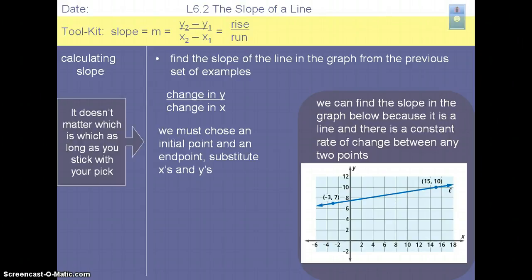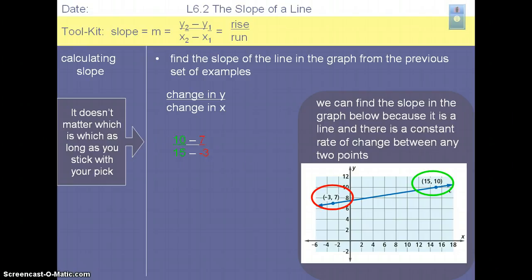It doesn't really matter which one you pick as which, as long as you're consistent and stick with your pick. So I'm just going to go ahead and say green is my starting point and red is my end point. It seems maybe a little bit backwards, but again, it doesn't matter as long as we're consistent. So this makes my y2 a value of 10 and my y1 a value of 7. My x2 takes on a value then of 15 and my x1 takes on a value of negative 3. So it doesn't really matter as long as the y2, x2 come from the same point and the y1, x1 come from the same point.